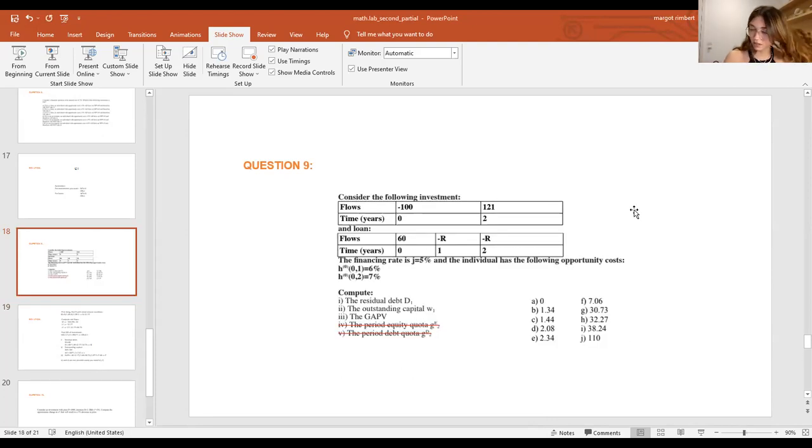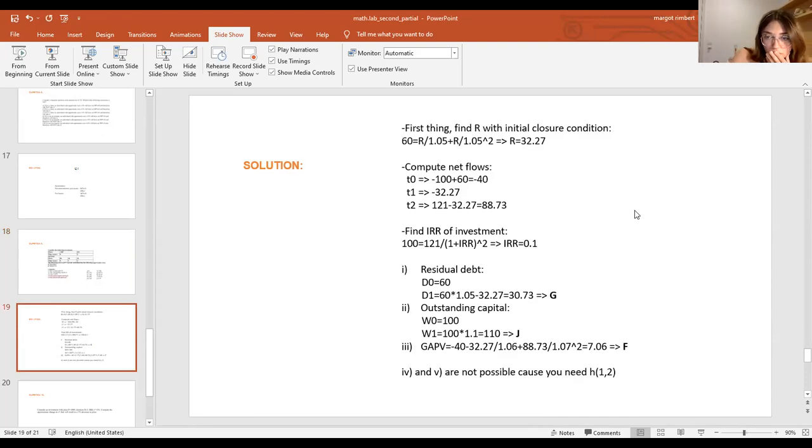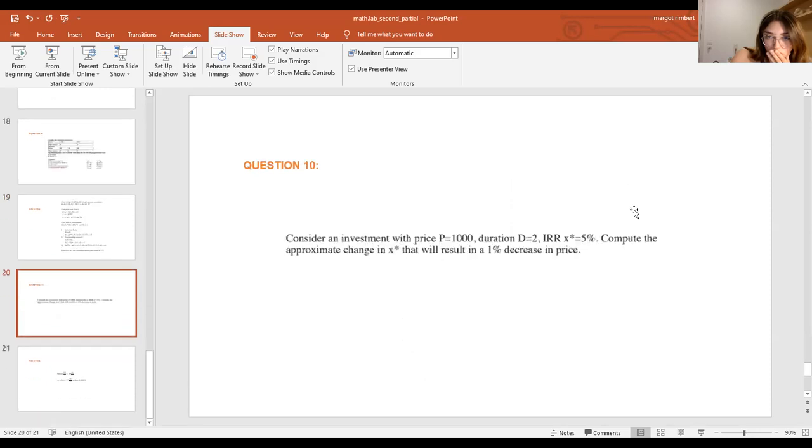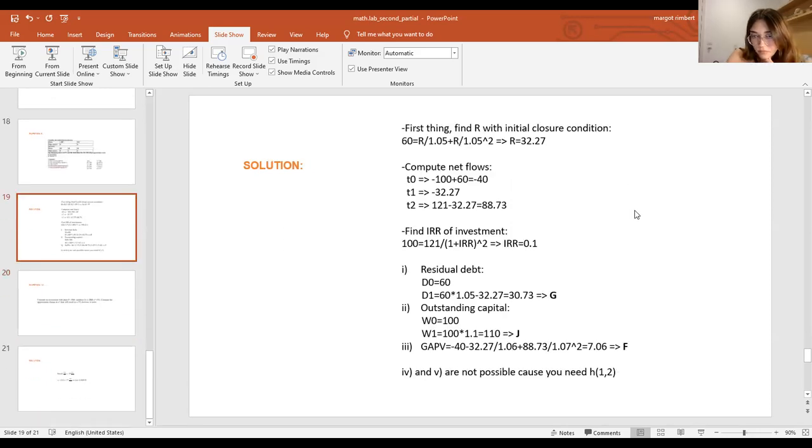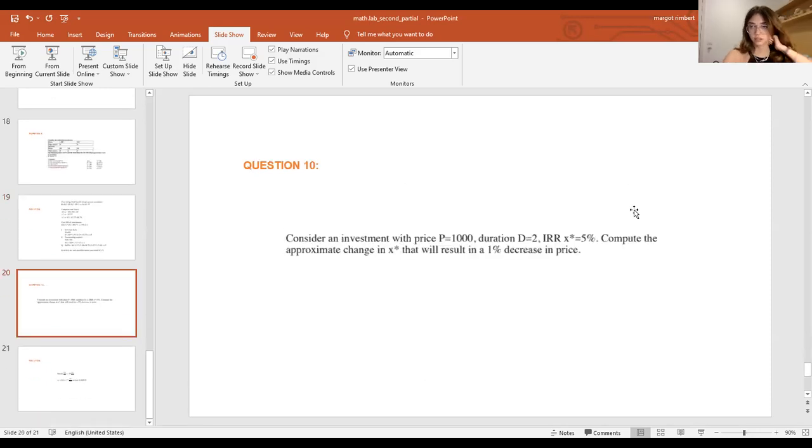It's already 29. So this one, we've already done it. This one, duration, you guys said that it was okay. Okay, so this one is the only thing left. I mean, it's really easy. I'll just show you guys this formula and then I'll let you go.